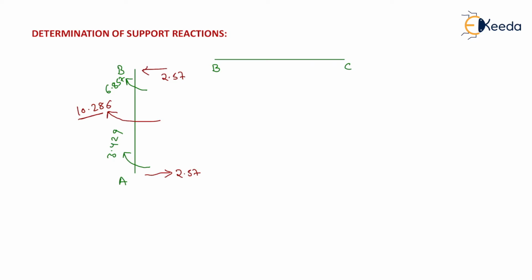Now at joint B there will be a 2.57 kilonewton reaction acting in the leftward direction. To make the joint equilibrium at B we need to create here a horizontal reaction in the rightward direction of equal magnitude, that is 2.57. Similarly, to maintain the equilibrium of beam BC we need to create a horizontal reaction at C in the leftward direction of magnitude 2.57. So HC will be equal to 2.57 kilonewton in the leftward direction.